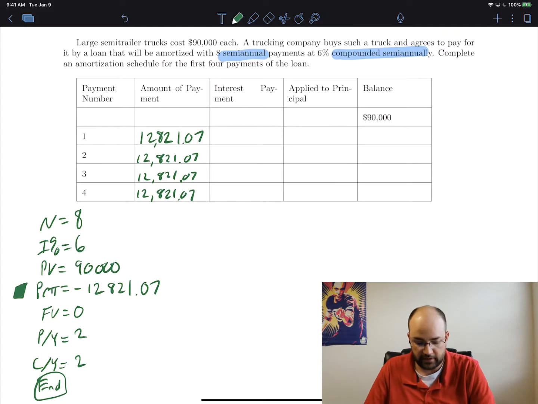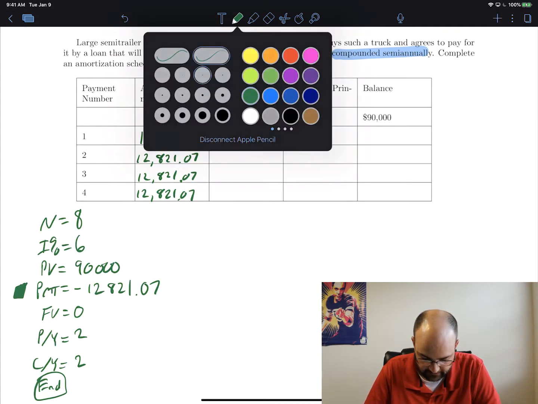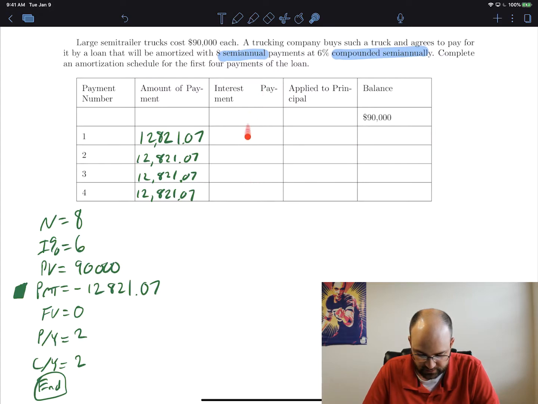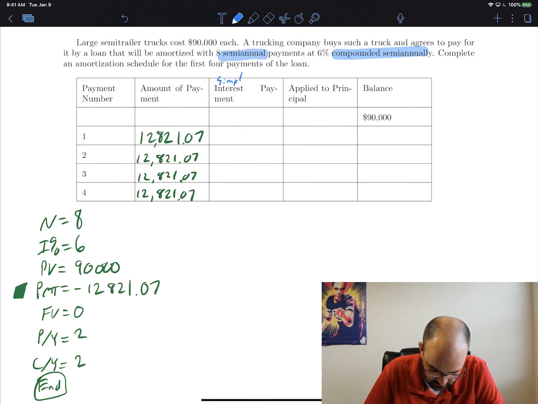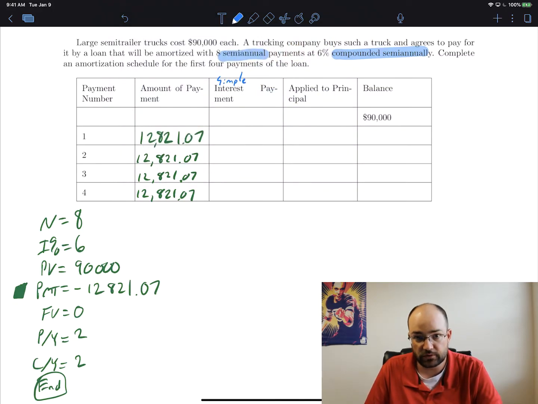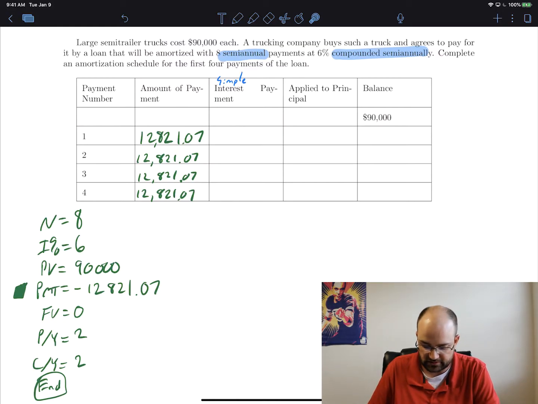Okay, good. Now that we've figured that out, we actually have to figure out the interest payments, the amount applied to the principal, and the balance that's left over. Okay, and this is important. The interest payments are going to effectively be simple interest payments. That's really what's happening. In each period, everything is treated as simple interest. So in this first payment, we want to figure out how much interest was earned using simple interest on the previous balance.